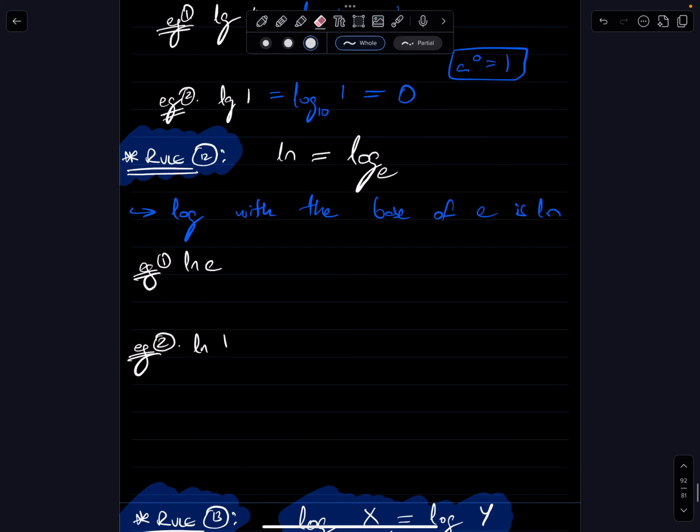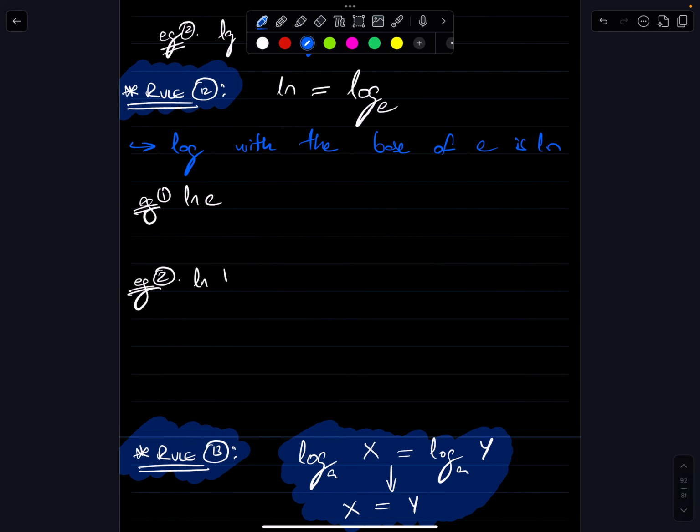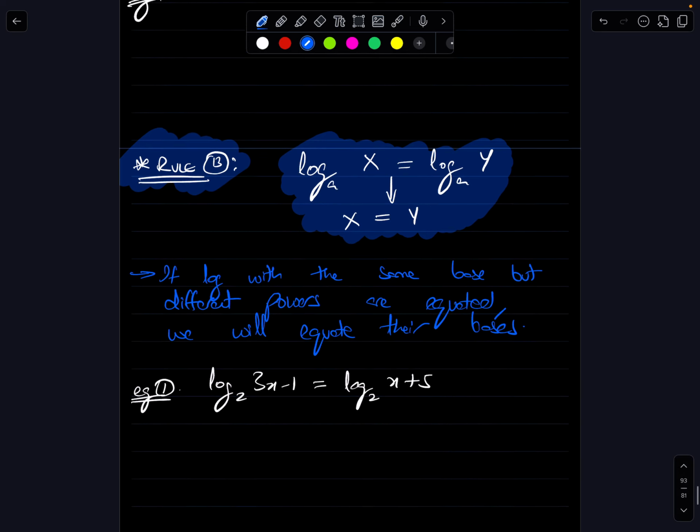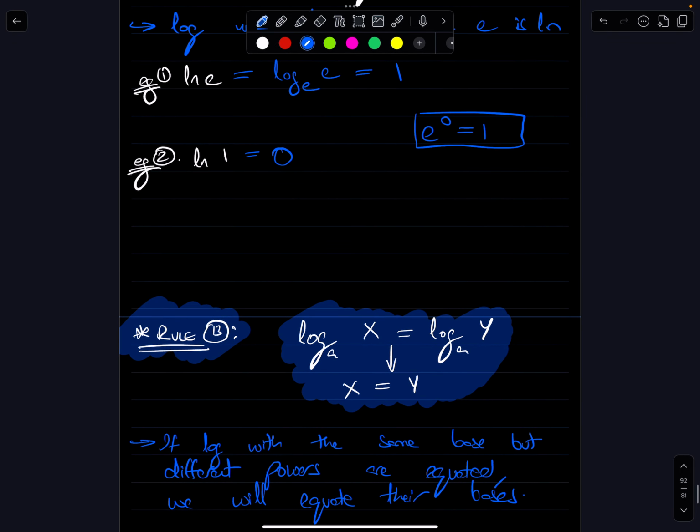Then we have rule number 12. That is ln is equal to log e. I just explained this. So ln can be written as log e and e will remain as it is. So anything with the same base and power is 1. Any log of 1 is 0, because e raised to the power 0 would also be 1. And whenever we apply logs, it means we need to find the power.